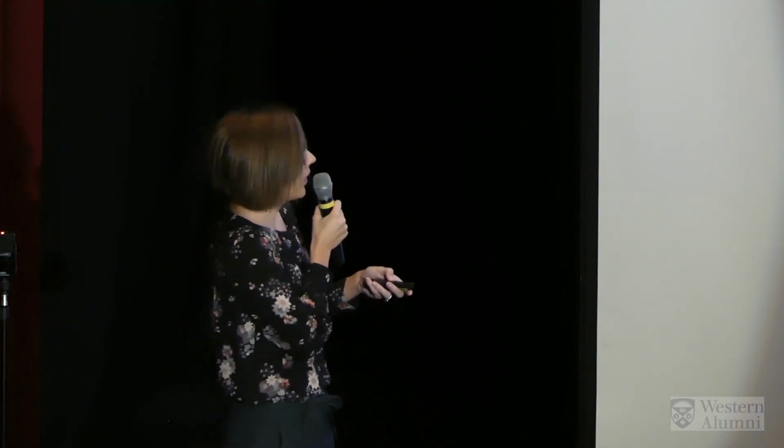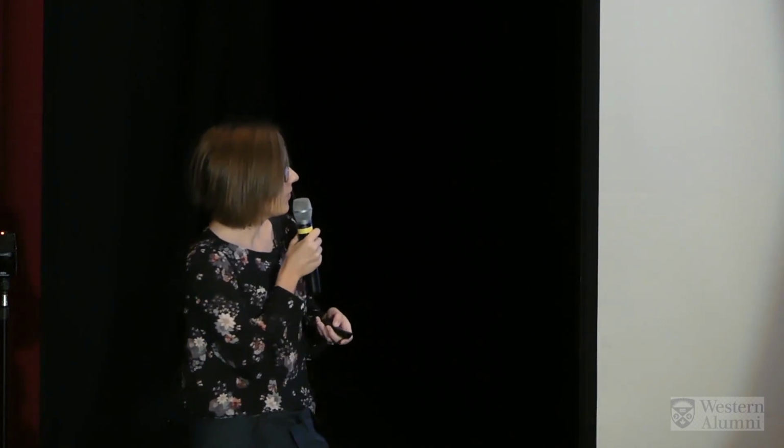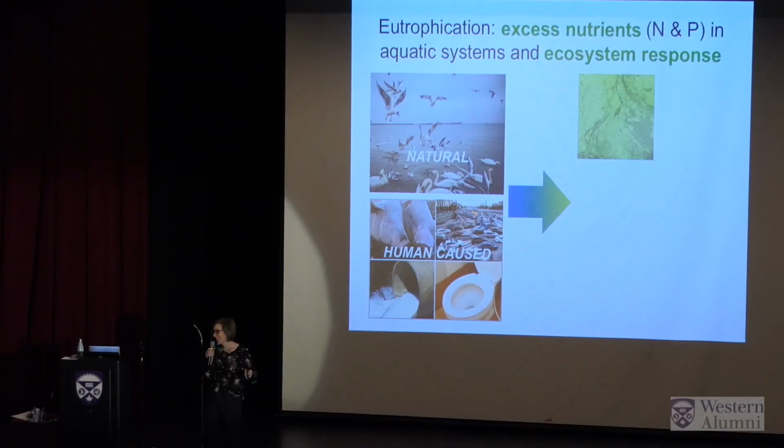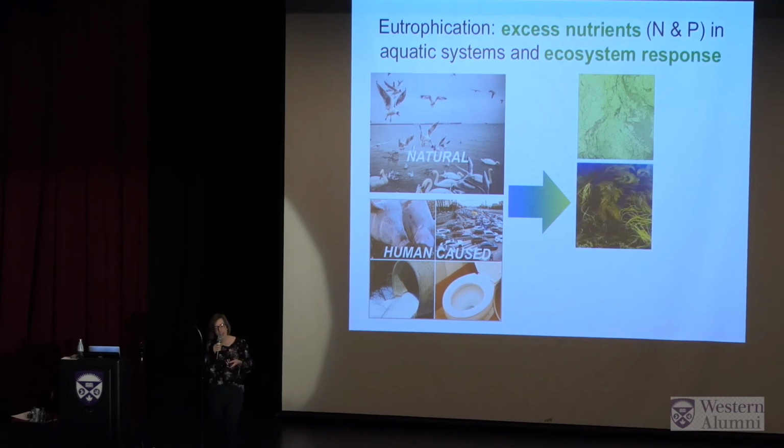The second part of the definition is the ecosystem response. So eutrophication is describing both the cause and the effect. The ecosystem response could be an increase in algae. I talked about that one already. Algae are tiny microscopic organisms. They're growing really quickly, and they're reproducing a lot. You can also have an increase in aquatic plants, kind of like seaweed.